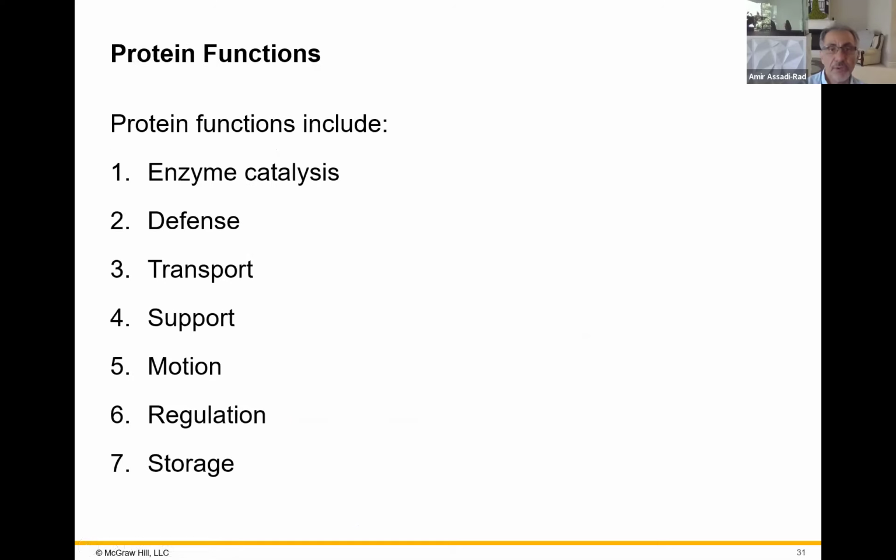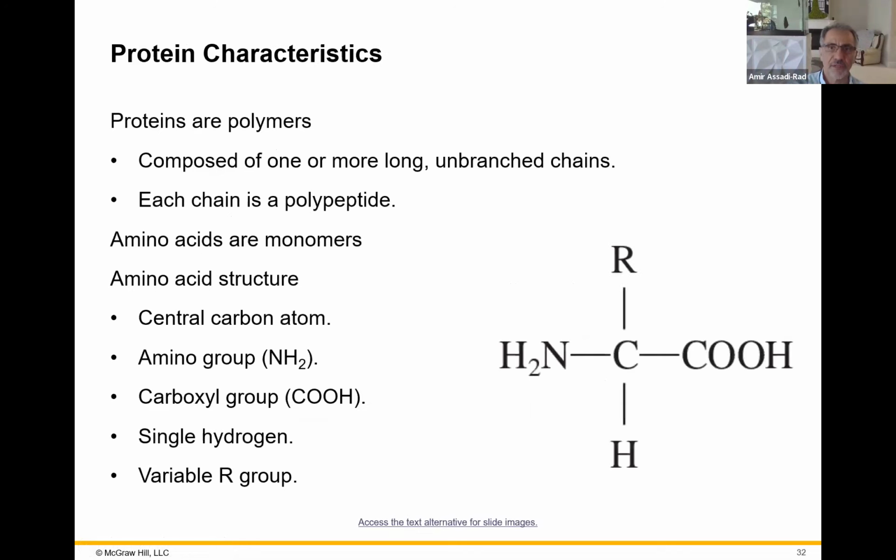blink your eye. Proteins, these are functions of proteins. As the semester goes along, we will talk about all of these functions. Okay, so we will talk about these functions.